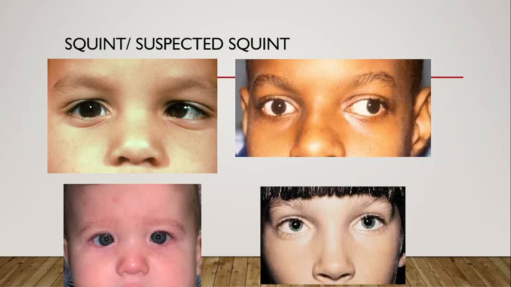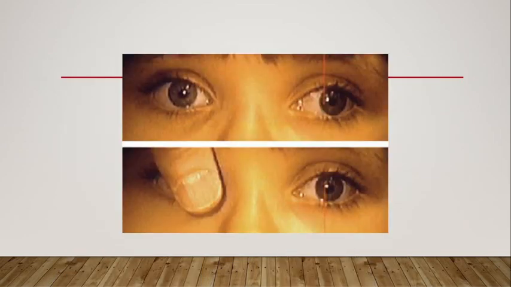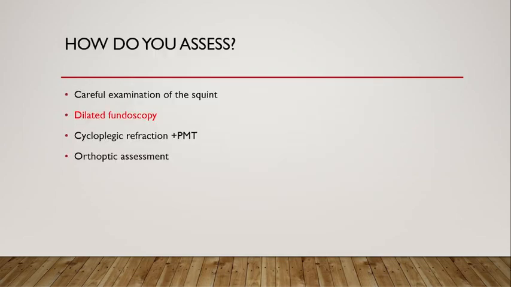Then we'll move on to the squints. Right? Squints, you use different terminology. If it is turning in, we call it esotropia. Turning out, exotropia. Hyper is up, hypo is down. So the important thing is, when you notice a squint, to refer, right?